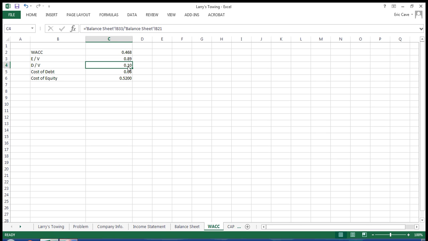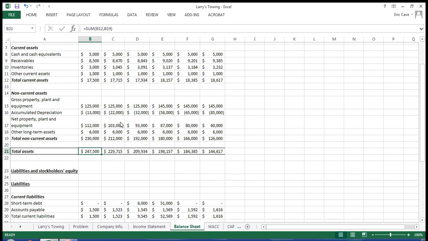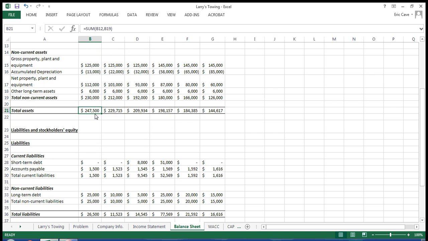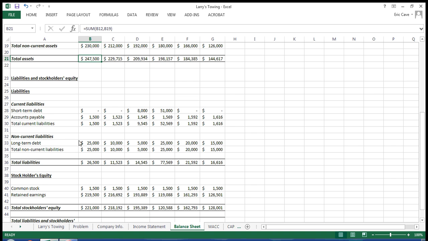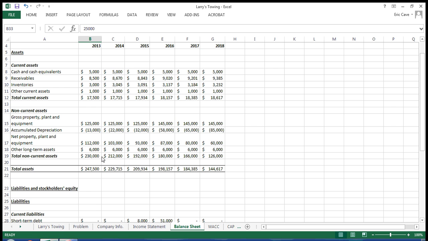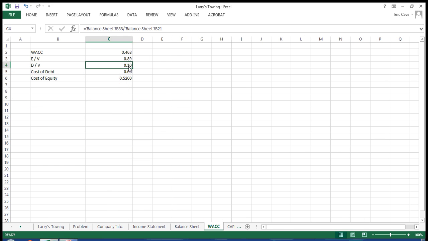To calculate the debt over the total value, which is going to be the capital structure of debt, you're going to go to the balance sheet and take total long-term debt, which is 25,000, over the total assets of the firm, which is 247,500, which is going to give you 10%.